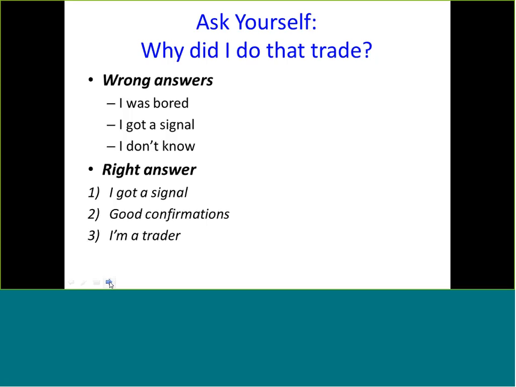The right answer is, I got a signal. I saw there was good confirmations from several angles saying this is going to be a good signal. And I'm a trader. This is what I do. I trade for a living, and therefore I have to make money from trading. So when I get a good signal, meaning it's a signal that has good confirmations, I have to take that trade because I have to pay myself. I have to make money. So when I see something good, I have to do it. That would be the right answer.